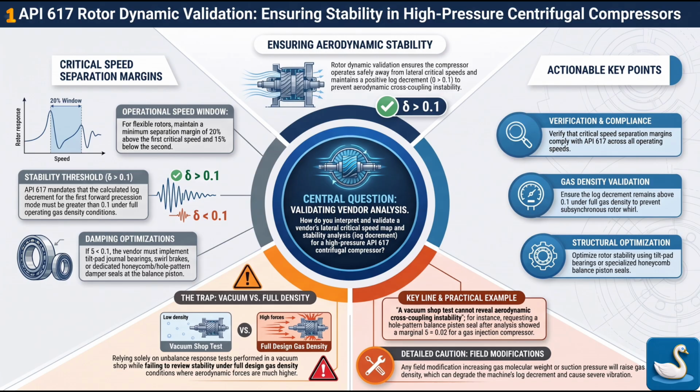When high-pressure gas flows through a labyrinth seal in the real world, it doesn't just flow straight backward. It acquires a tangential velocity. It actually spins in the same direction as the rotor. This spinning wall of dense gas creates a cross-coupling force. It pushes the rotor sideways, perpendicular to its deflection, which drives it into an unstable subsynchronous whirl. A vacuum test completely blinds you to that reality.